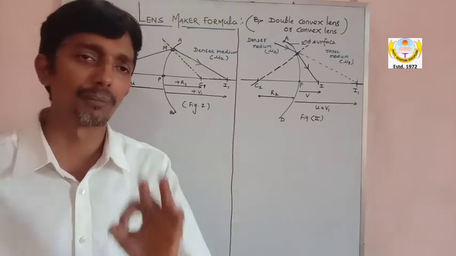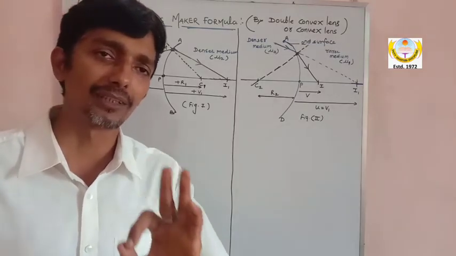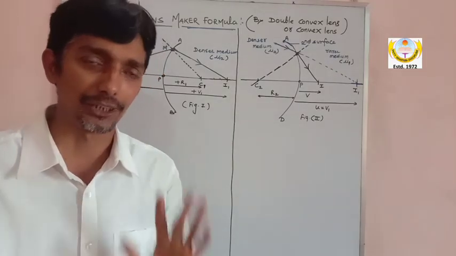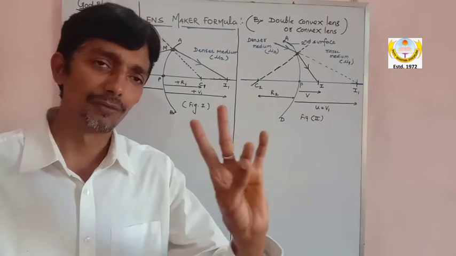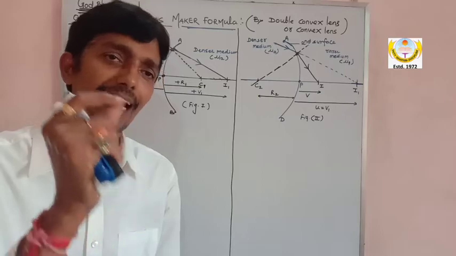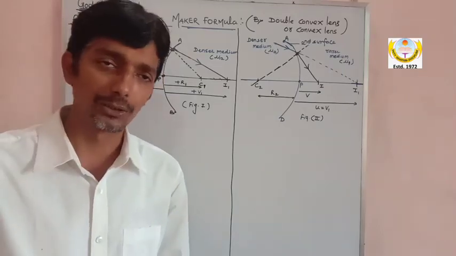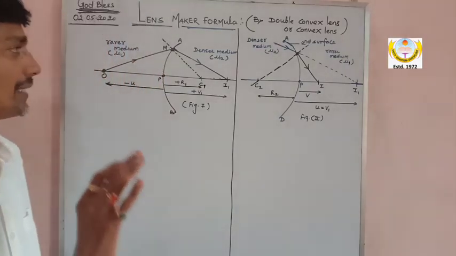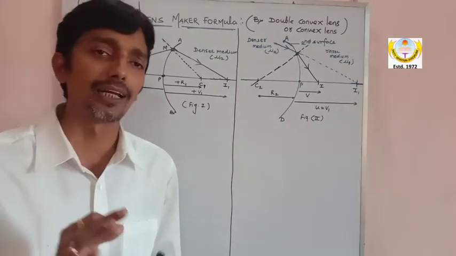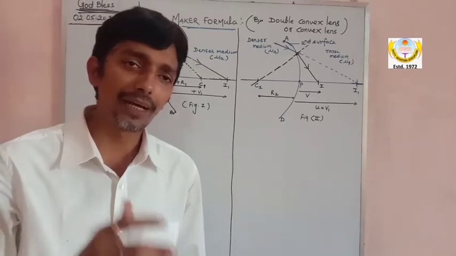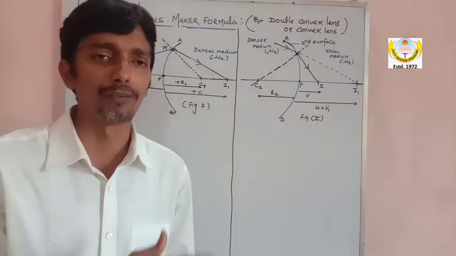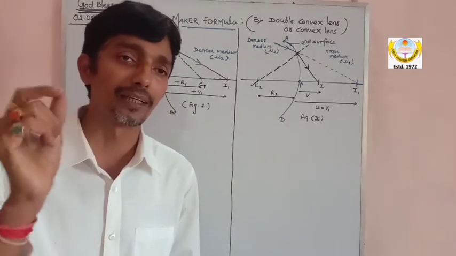This formula is used to calculate the focal length of the lens with the help of refractive index and radius of curvature. There are only these three things. We are determining the focal length by using the refractive index and radius of curvature. Manufacturers design lenses of different focal lengths with this particular formula, and hence it is called the lens maker formula.